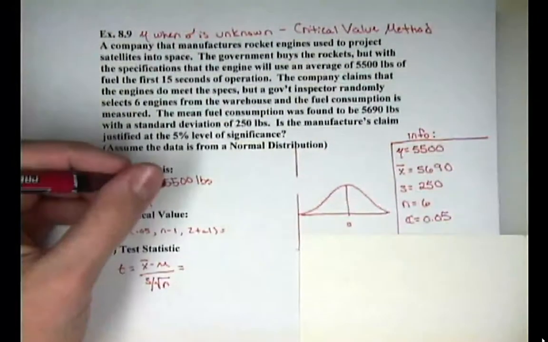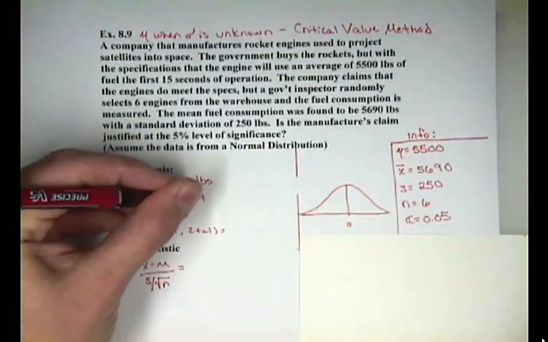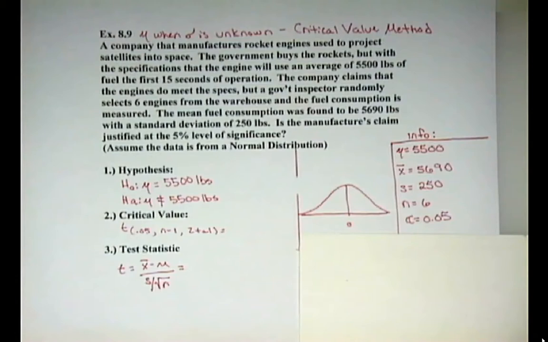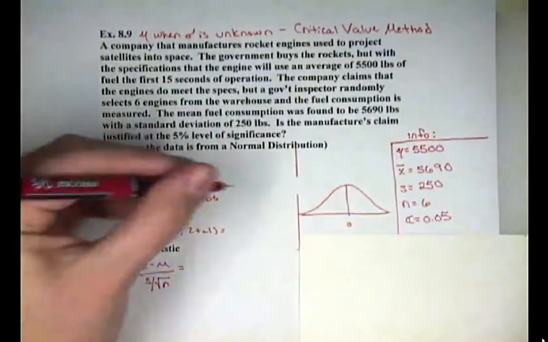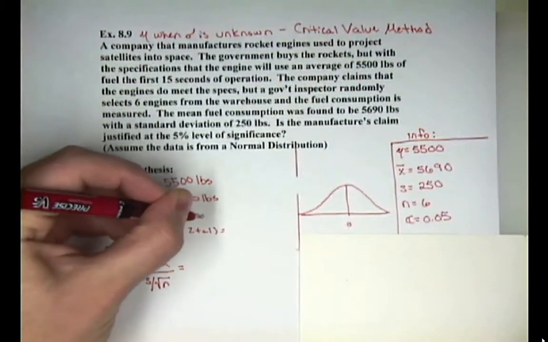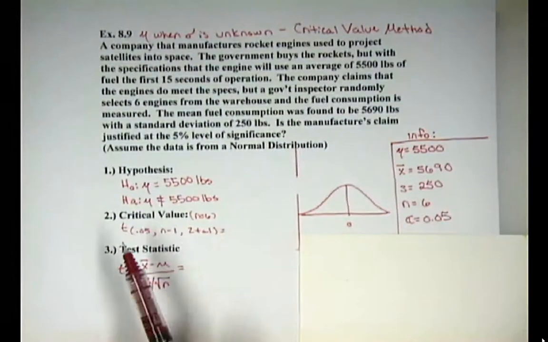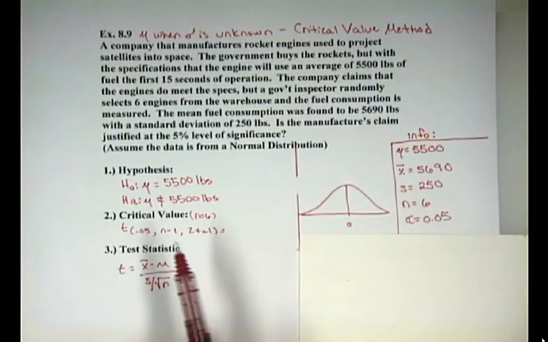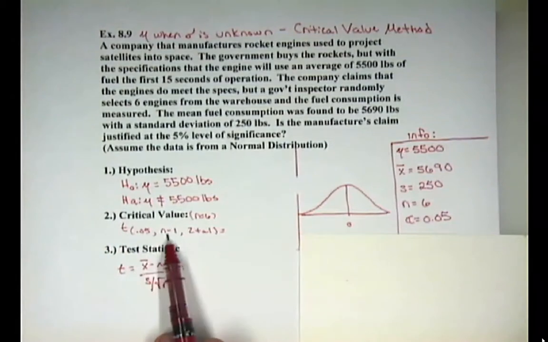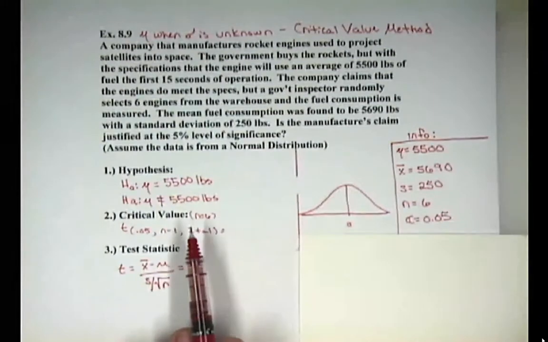When they ask if it's justified, they just want to know if it's any different than what they're claiming. So we're going to use a not equal to statement. Okay? Now this is a two-tailed test. It's two-tailed, and n is 6. Now a critical value for a t-test, when you don't know sigma, is t with alpha, n minus 1, and then how many tails you have. N minus 1 is your degrees of freedom. We have n is 6, so 6 minus 1 is 5. We'll be looking for 5 degrees of freedom.